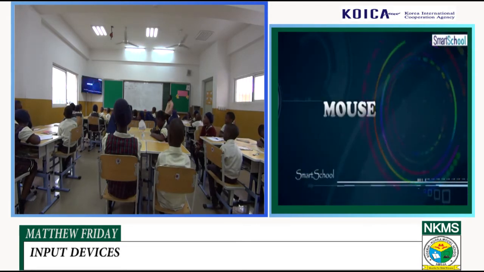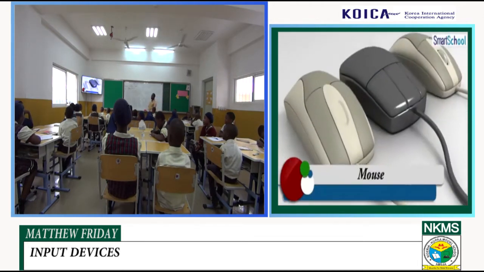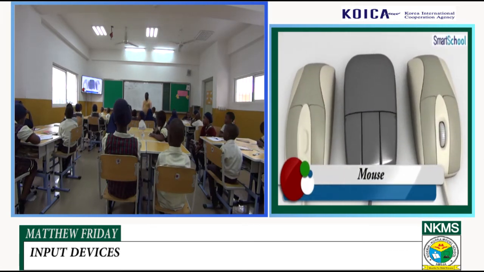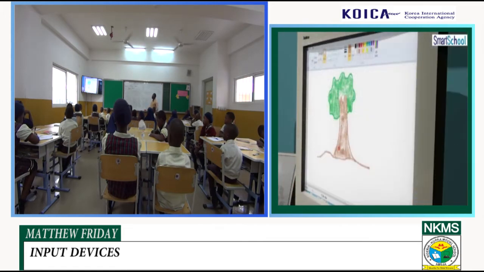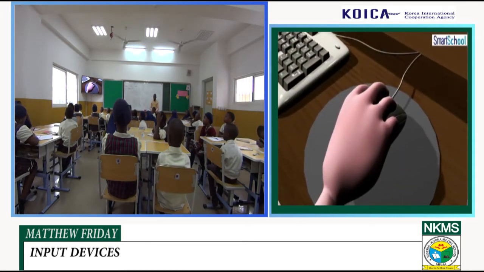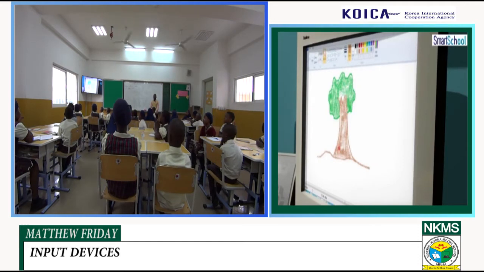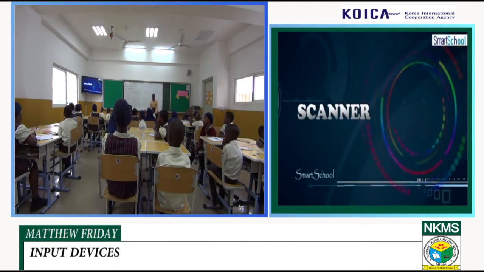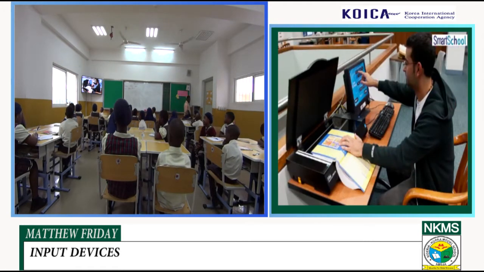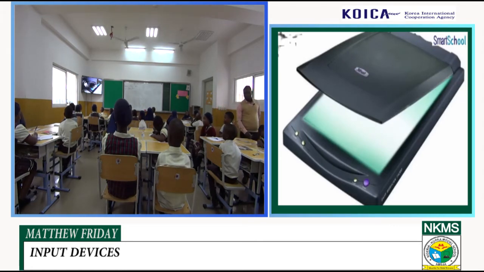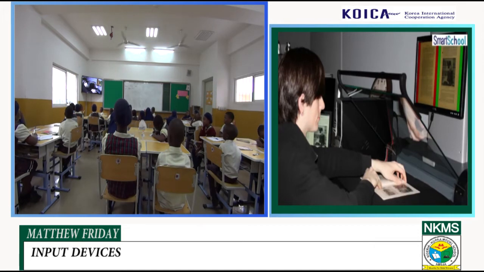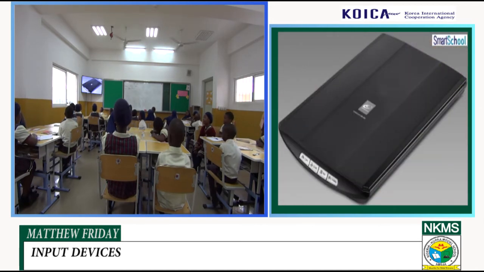Mouse. A mouse is a pointing device that is used for pointing at objects on the monitor. It is also used for drawing images. The mouse can be moved on a smooth surface to control the movement of the pointer on the monitor. Scanner. A scanner is used to convert text or an image to its electronic representation, which can be viewed on the monitor. These scanned images can be used in different documents. A scanner is like a photocopier machine.